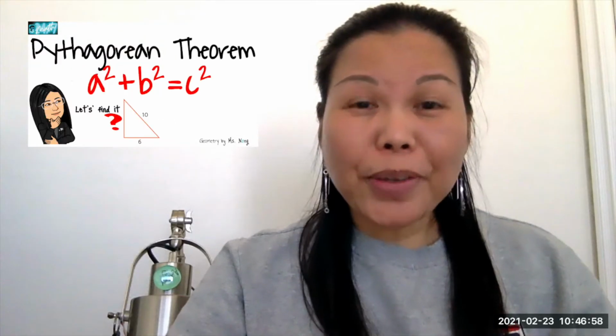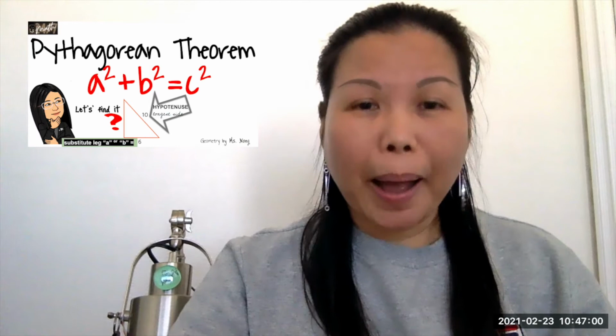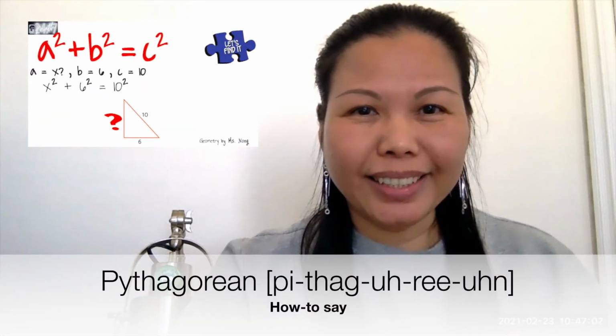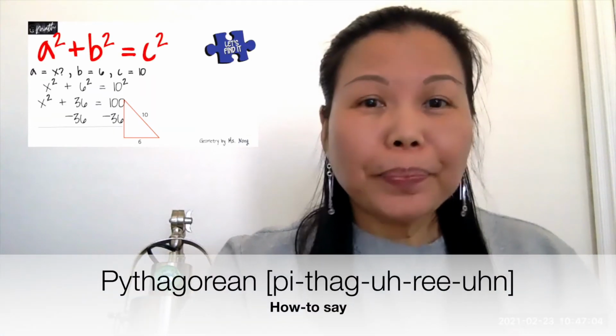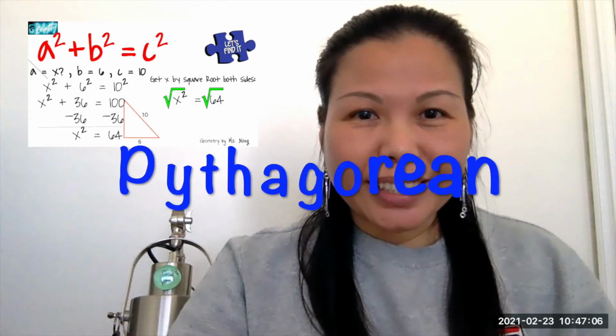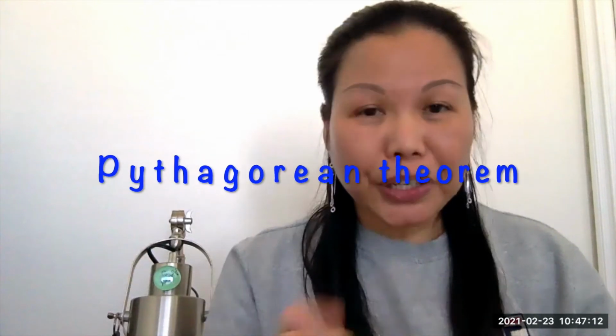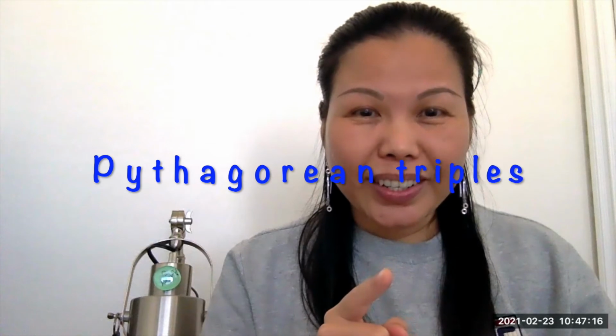Let's make sure that you can say the word Pythagorean. Say it after me. Pythagorean. Good. Let's say it together. Pythagorean theorem. Good. Pythagorean triples. Excellent.